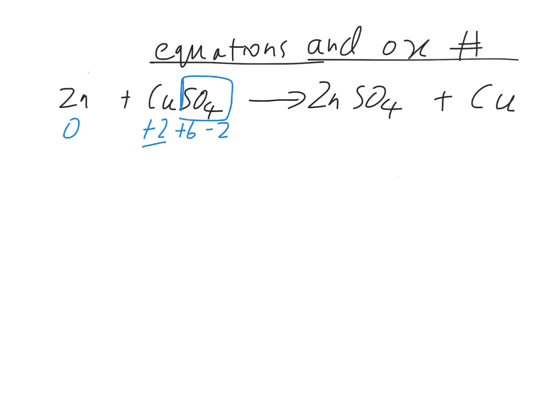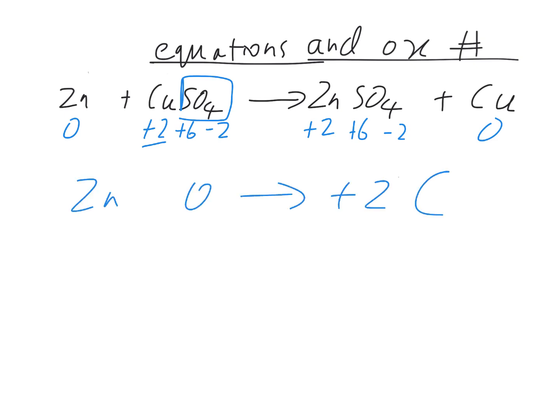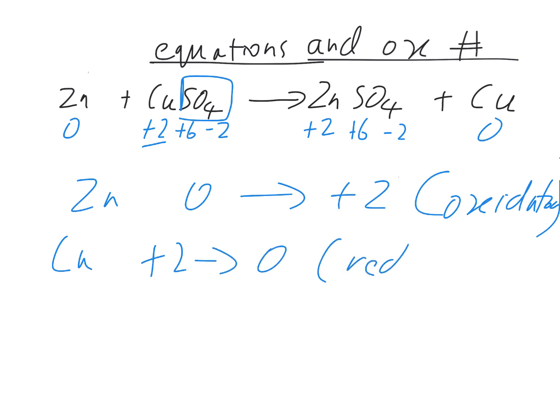If you can see that sulfate's not really changing much, you can get away with just ignoring it and focusing more on the copper it's bound to. But anyway, moving on, zinc +2, sulfate again +6 for sulfur, and then -2 for oxygen, and then copper is 0, which shows you that zinc is changing from 0 to +2, and therefore that is oxidation. Copper, on the other hand, is changing from +2 to 0, and that is reduction.